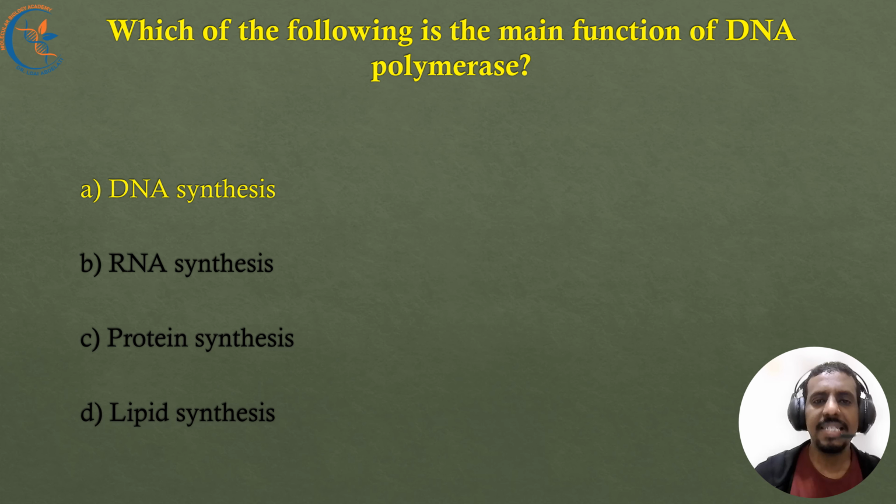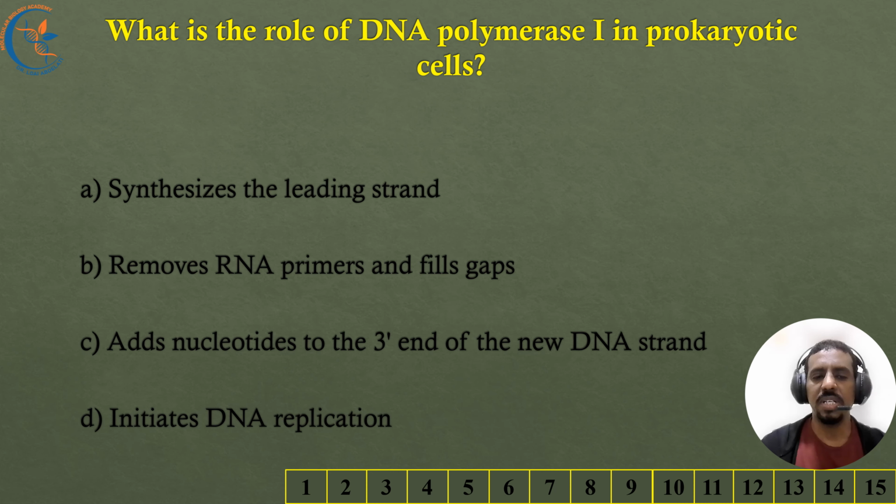DNA polymerase is the enzyme responsible for synthesizing new DNA strands by adding nucleotides to a pre-existing strand using a DNA template. So the correct answer here is DNA synthesis. Okay, let's move on. The second question is, what is the role of DNA polymerase 1 in prokaryotic cells?